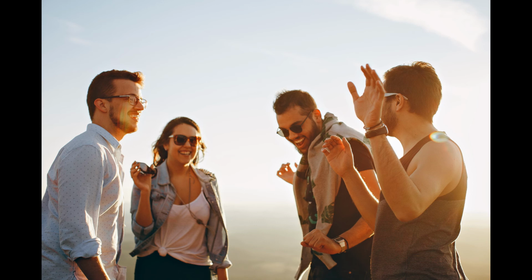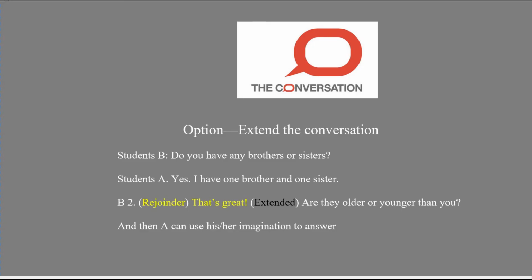In fact, you can suggest that they extend the conversation more if they'd like to. For example, A starts and says, "I have 1 brother and 1 sister." And then B can think of a rejoinder. You might say, "That's great." And then B can extend it with another question. For example, B could say, are they older or younger than you? Or, what are their names? And then A can answer directly or can even use his or her imagination.